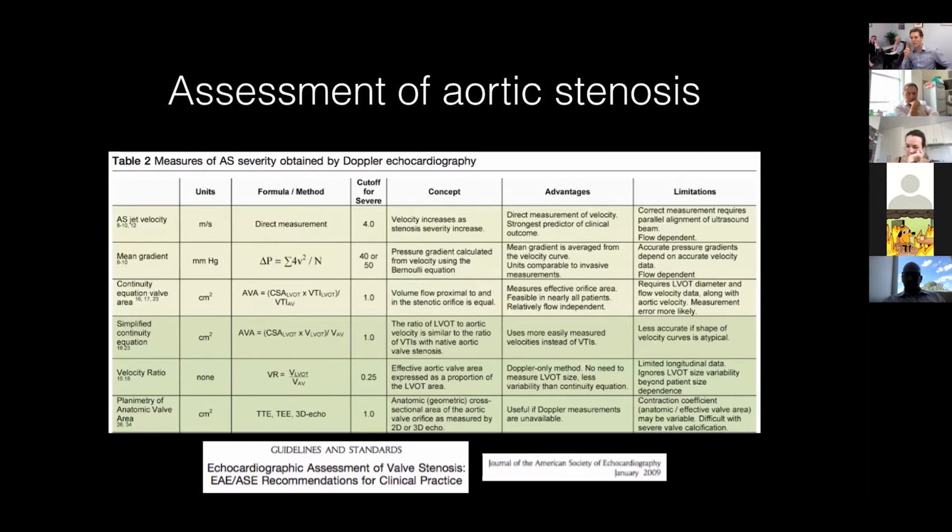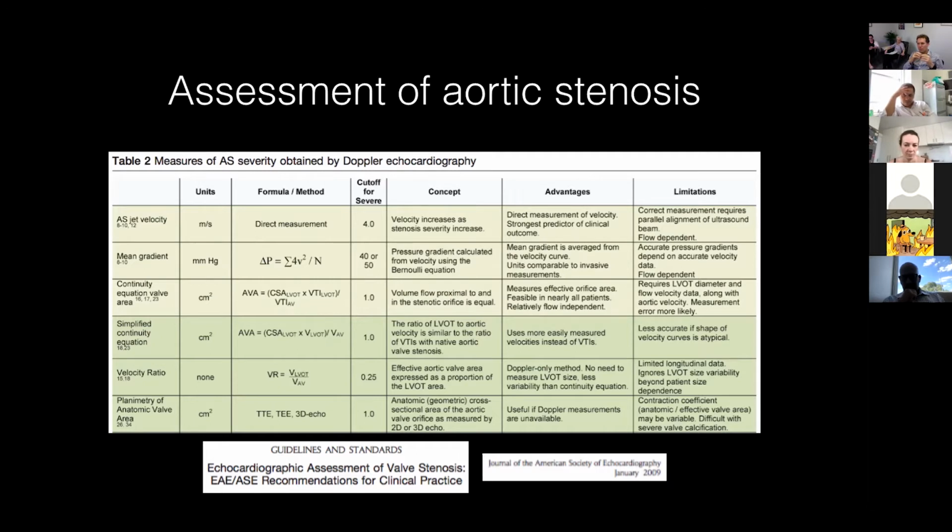Cool. Okay, so give me an advantage and a disadvantage of the peak velocity gradient, particularly with relevance to the critically ill. The peak velocity, as you can see there, is a direct measurement. Give me another one in the critically ill. What's another good thing about it? It's the strongest predictor for outcomes. Yeah, nice. I was also going to say it's easy to do, right? We all know it, and we can do it, and I can get a number pretty easily. Cool. What about some of the limitations with it?